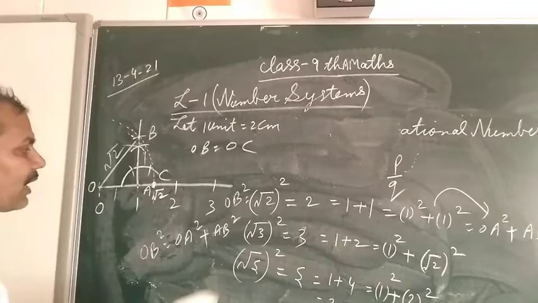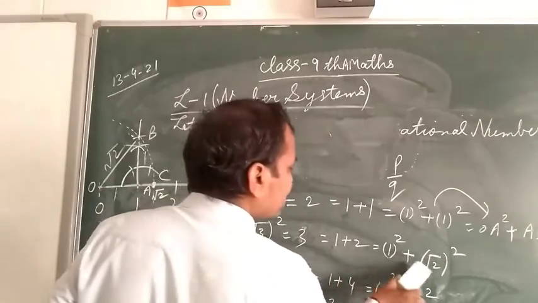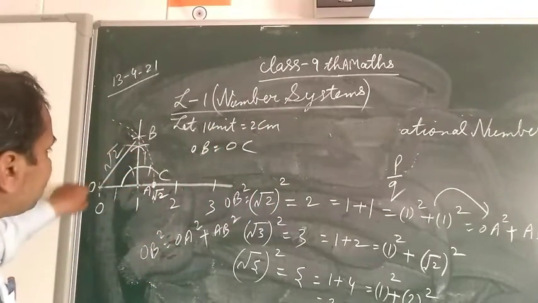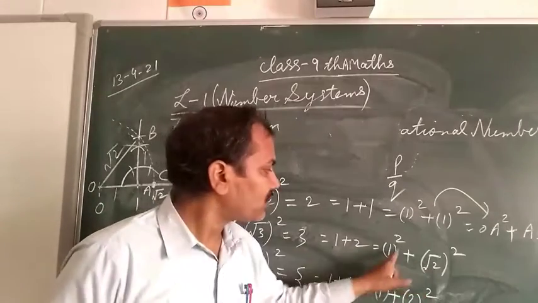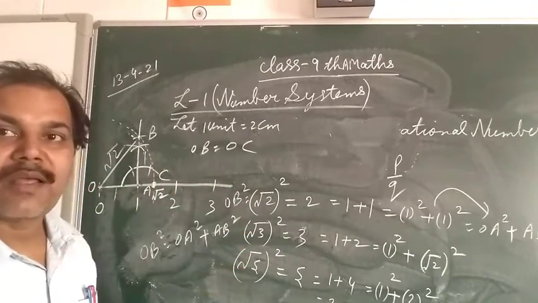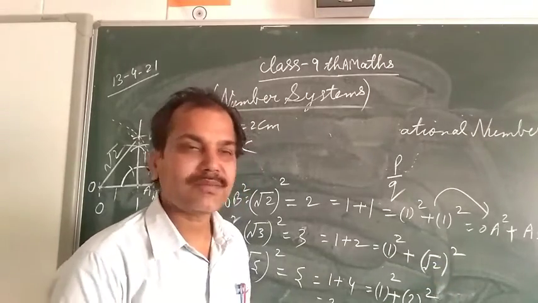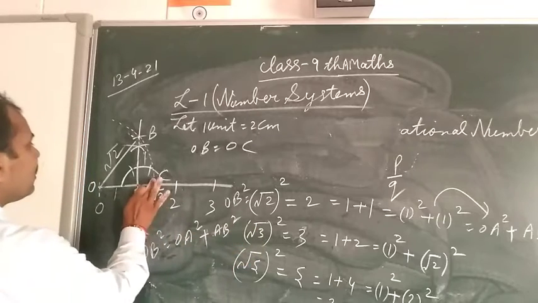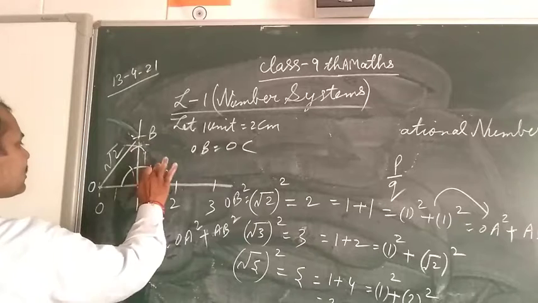Similarly, for under root 3, means 1 square plus under root 2 square, we will do the same work. You see here 1 square plus under root 2 square. Same work for under root 3 also, but in that some steps will increase. Under root 2 is clear. For under root 3 I am discussing. So erase this; in another figure you consider.